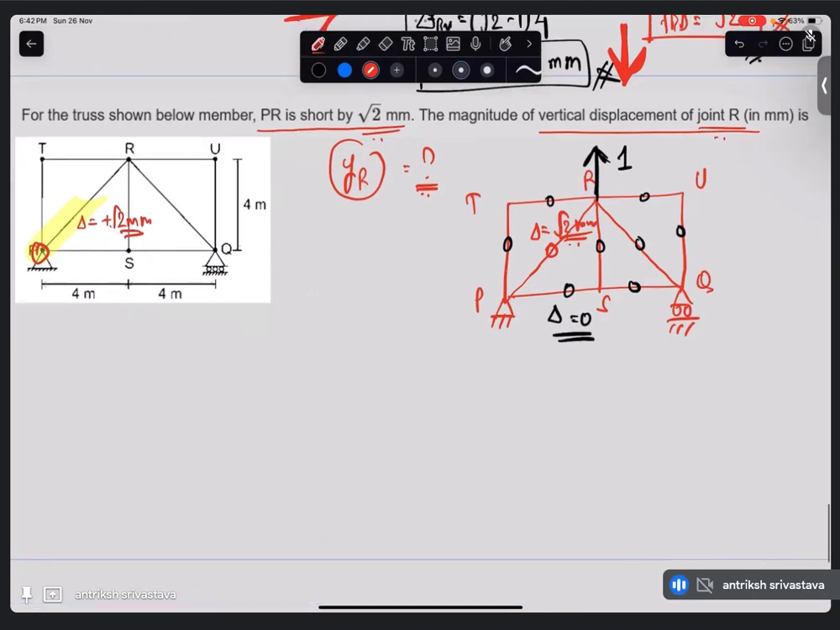Now let's try it. So what does the question now boil down to? The question now boils down to: what is the force in this member? That's all. Let me highlight it again. The question now boils down to what is the force in this member because of the unit load that we have applied. Right? So now let's try to solve this.